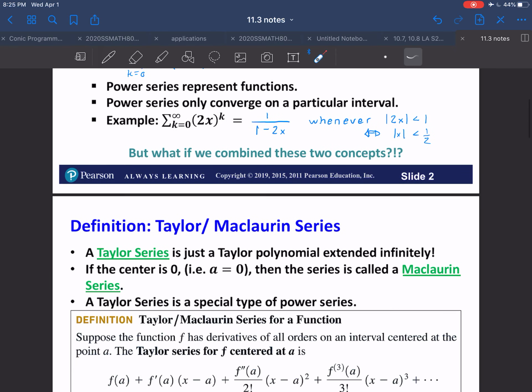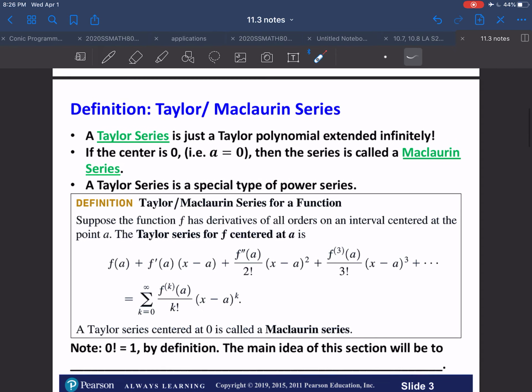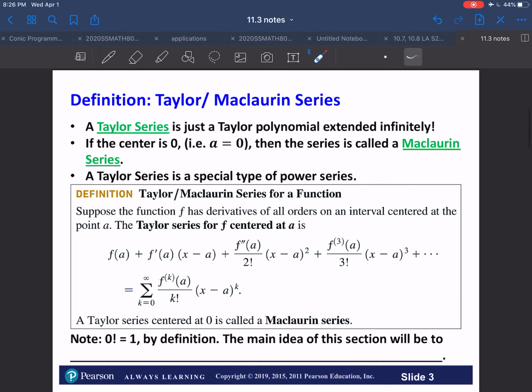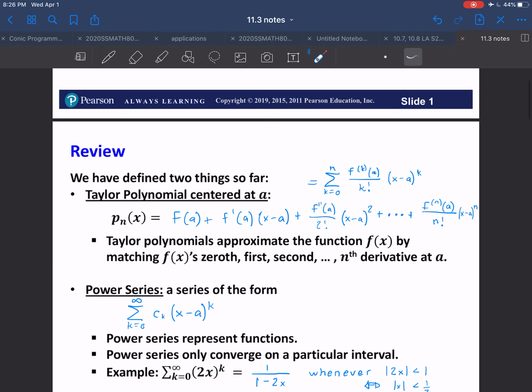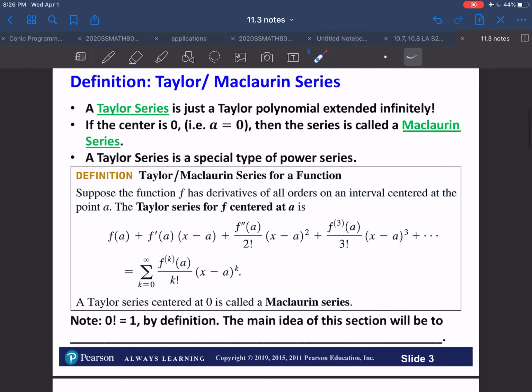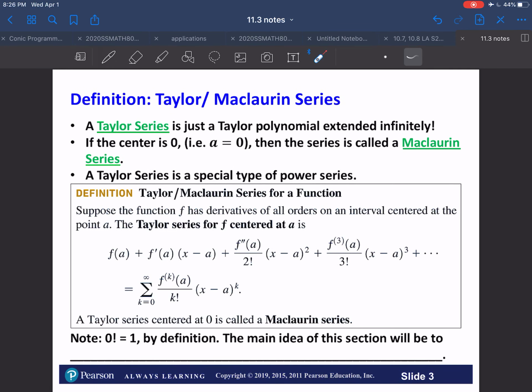So let me just demonstrate the idea here by first starting with some definitions. A Taylor series is just a Taylor polynomial extended infinitely. So instead of stopping it in here, we replace that with an infinity. If the center is 0, in other words, a is equal to 0, then the series is called a Maclaurin series. All right? So if you ever hear someone say Maclaurin series, all we're saying is that it's a Taylor series centered at a equals 0. And a Taylor series is really just a special type of a power series.